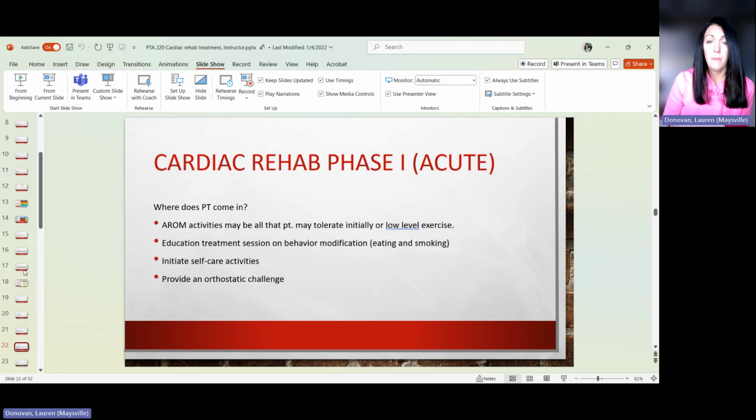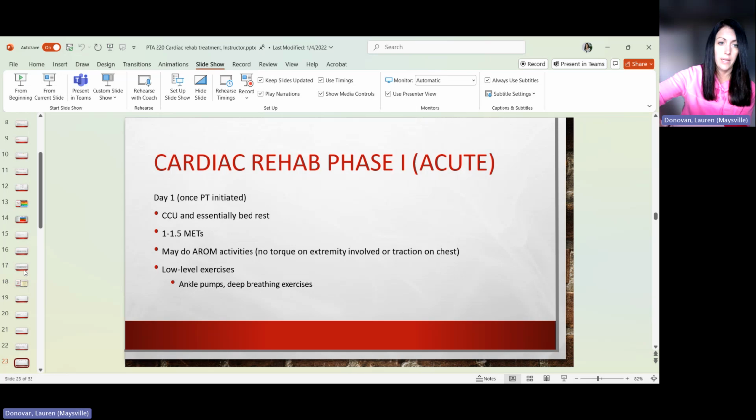Now, when do we come in specifically? We perform active range of motion activities with these patients as tolerated at a very low level of exercise. And also, we can provide patient education on their treatment session and behavior modifications, like for eating and smoking. Also, initiating self-care activities like helping with their ADLs, and providing an orthostatic challenge. That just means they might be more orthostatic hypotensive, and we work through those vitals and repositioning to improve them.